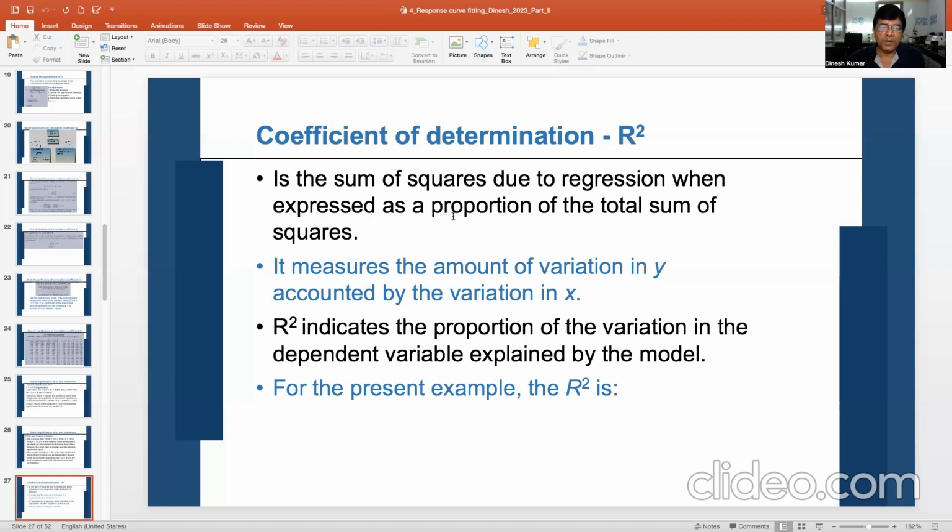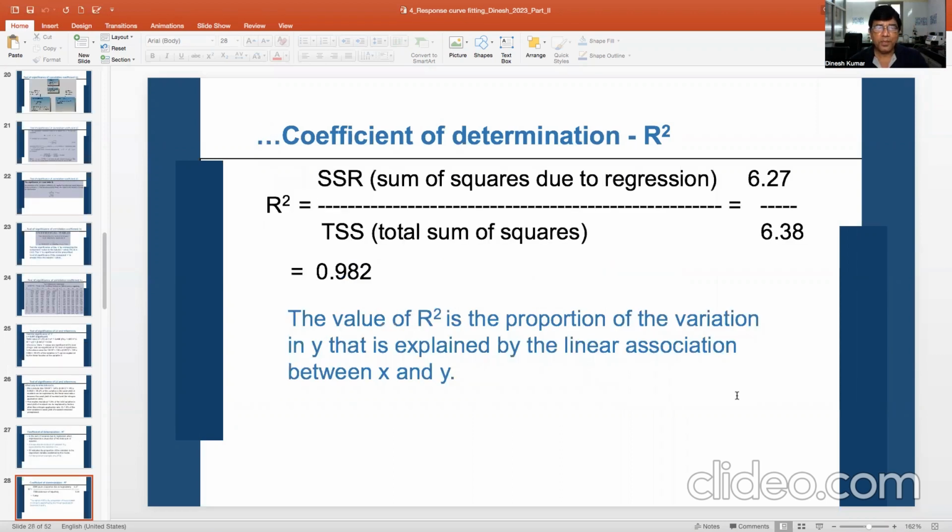Or you can say R square indicates the proportion of the variation in the dependent variable that has been explained by the model. For the present example, R square is, and furthermore, if you have computed R square, you can take the under root to find out the coefficient of correlation and vice versa. So you can see coefficient of determination, that is R square, SSR, sum of square due to regression divided by total sum of square. So you get 6.27 divided by 6.38.